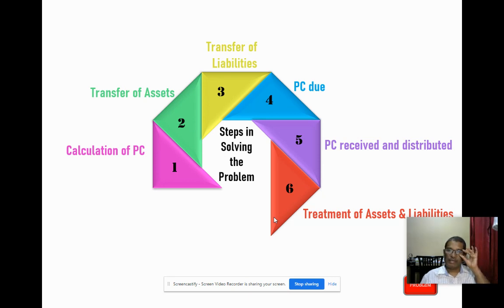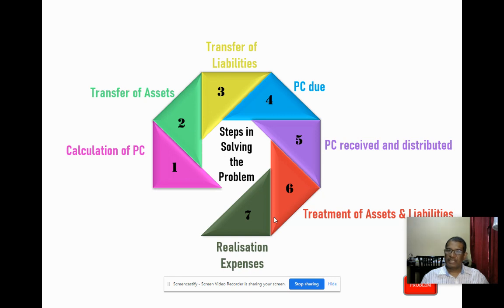Similarly, if a liability is not taken over by the purchasing company and if it is paid by the vendor company, then the entry is realization account debit to cash or bank. Realization account is debited because it is our expense. Debit all expenses and losses. Cash account is credited because cash goes out. So this is the treatment of the assets and liabilities which are not taken over by the purchasing company.